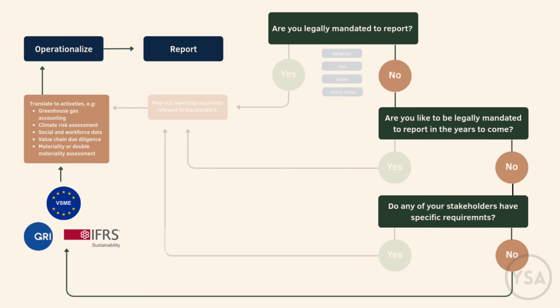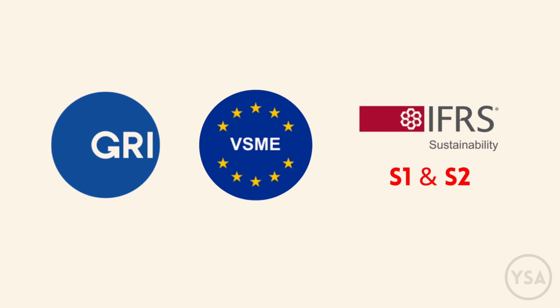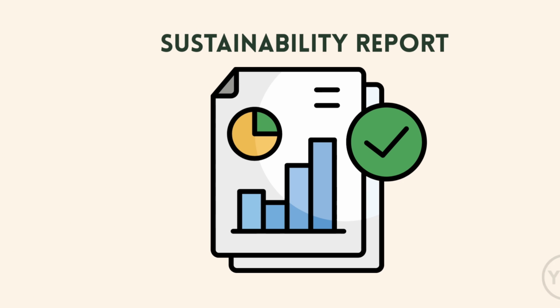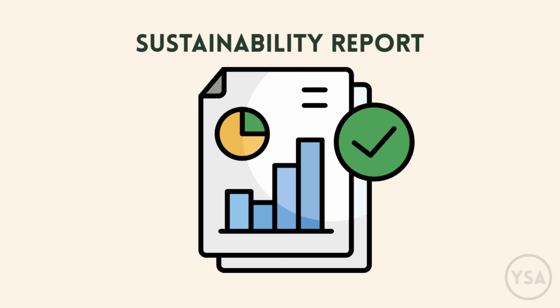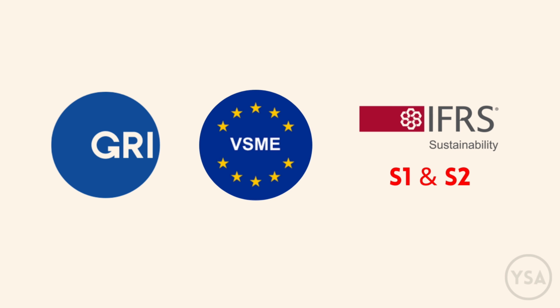If you have now worked your way down the decision tree and still don't have any clear requirements, then you are in the voluntary reporting space. In this case, most companies choose between three main options: GRI, VSME, or IFRS S1 and S2. These are all frameworks that will result in your company having a sustainability report, and they can be very simple or quite complex. Next week, we're actually doing a comparison of these three frameworks to see which one will fit your company the best, so make sure to subscribe if you want to follow along for that.